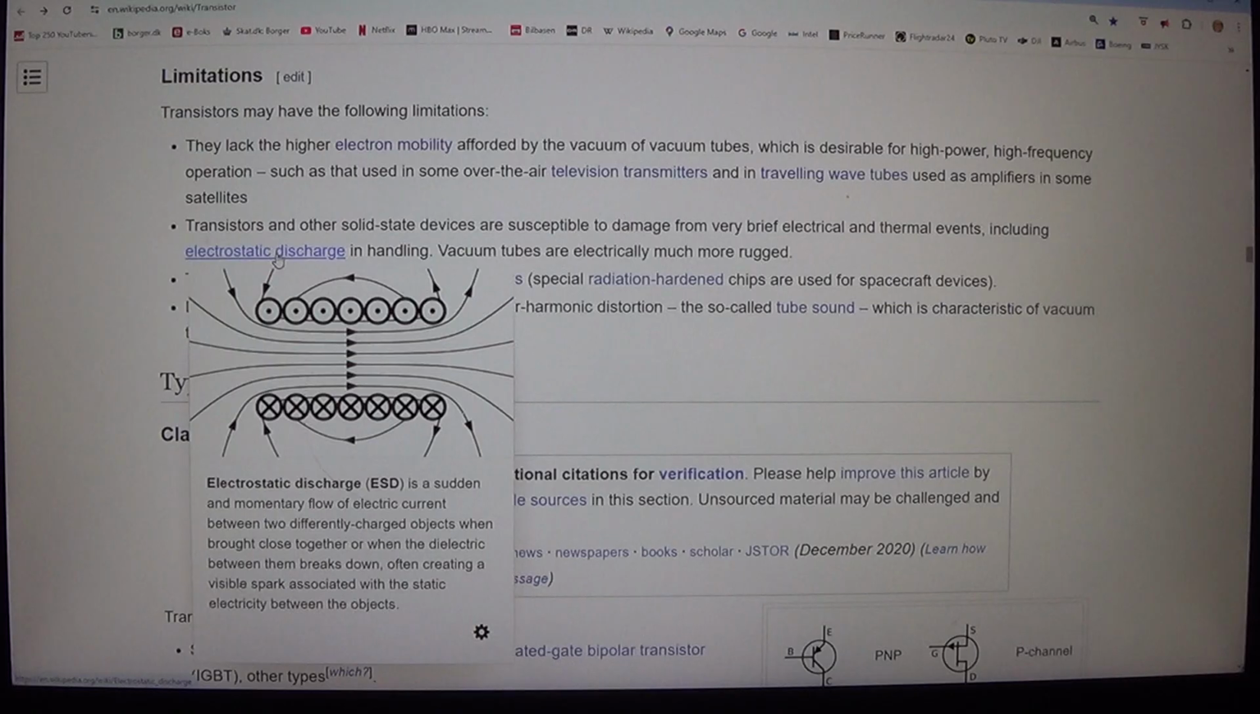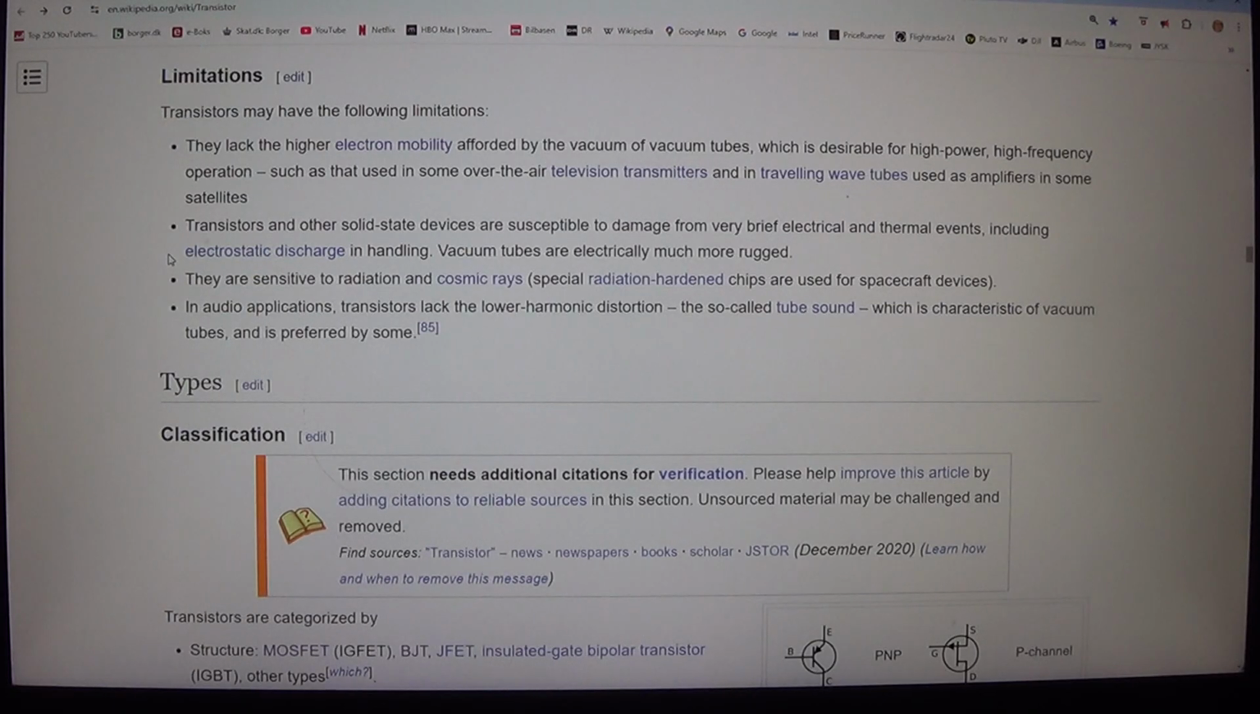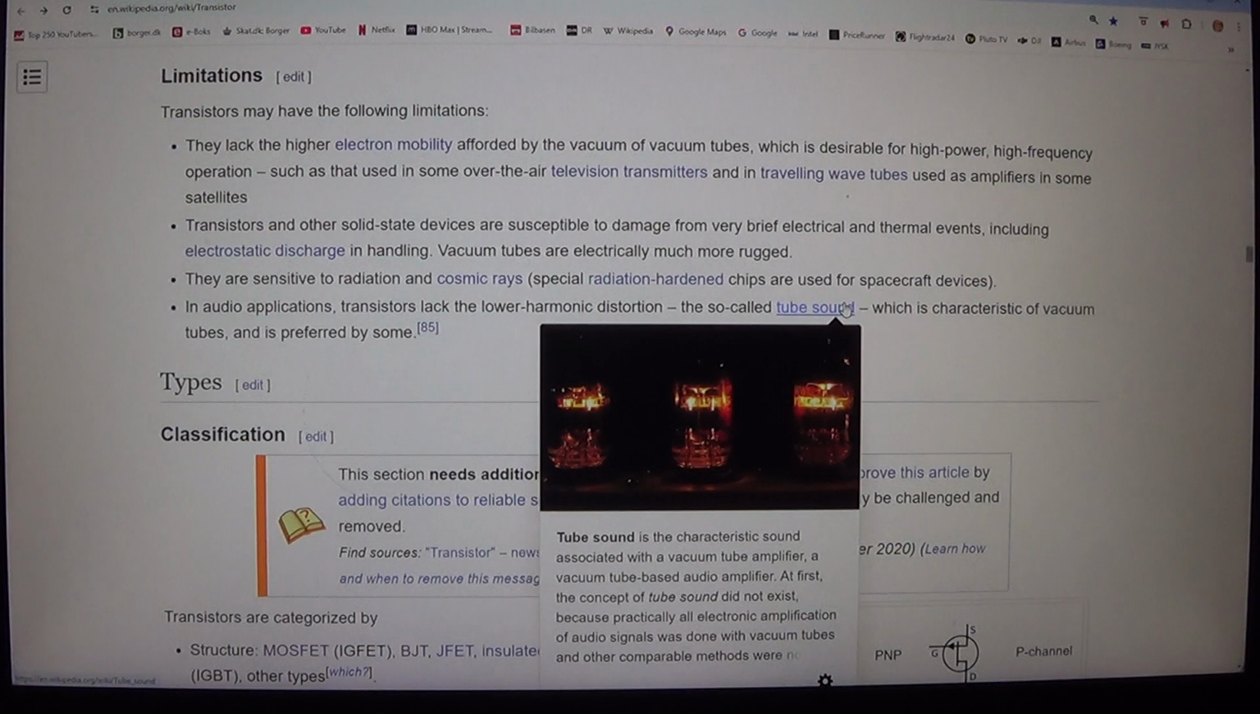including electrostatic discharge in handling. Vacuum tubes are electrically much more rugged. 3. They are sensitive to radiation and cosmic rays. Special radiation-hardened chips are used for spacecraft devices. 4. In audio applications, transistors lack the lower harmonic distortion, the so-called tube sound, which is characteristic of vacuum tubes, and is preferred by some.